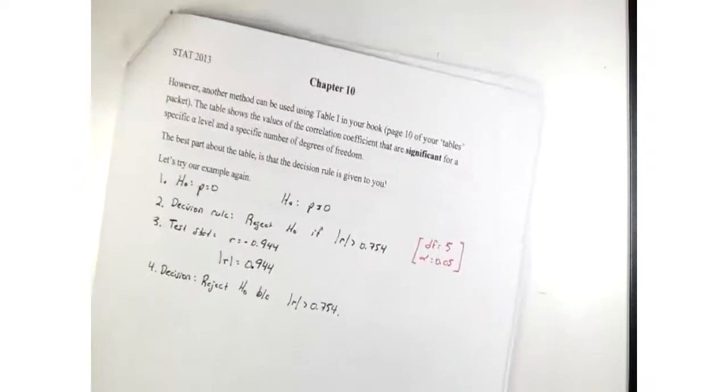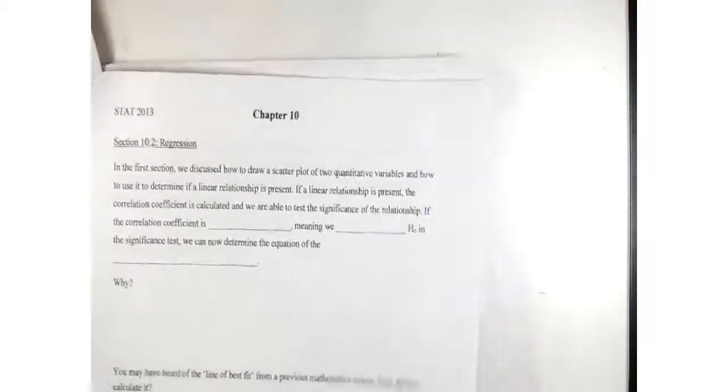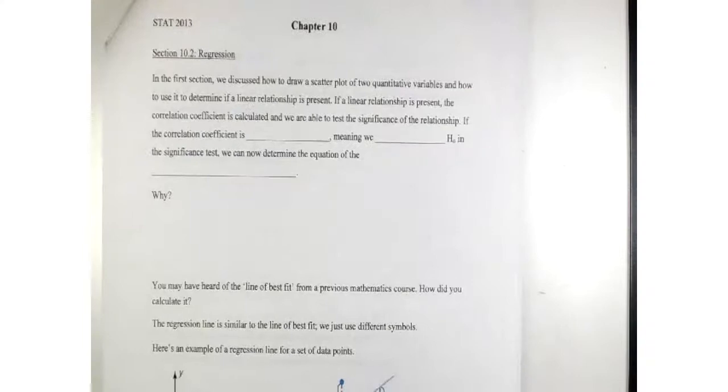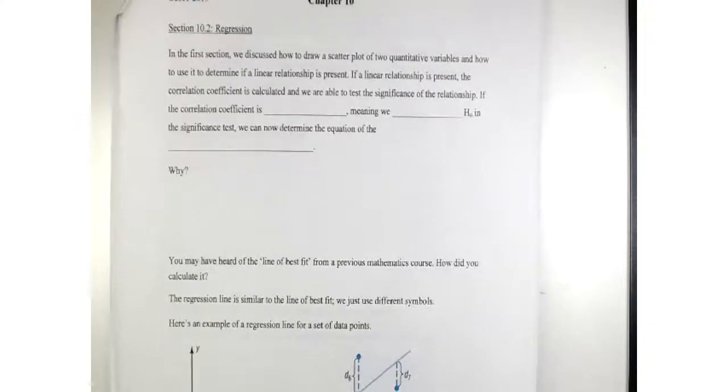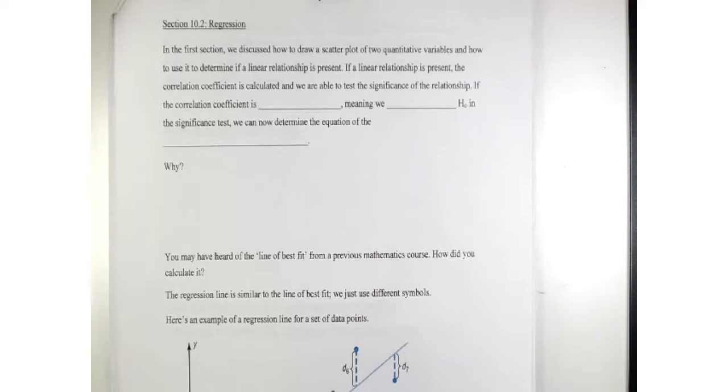So, I believe that is all for section 10.1. Section 10.2 is about regression. In the first section, we discussed how to draw a scatter plot of two quantitative variables, which helps us determine if there is a linear relationship or not, and how to conduct the corresponding hypothesis test.